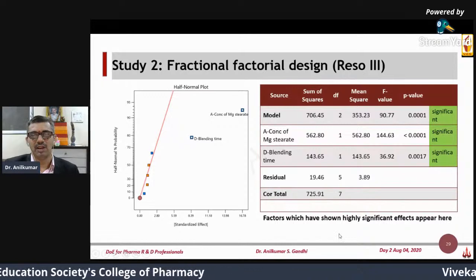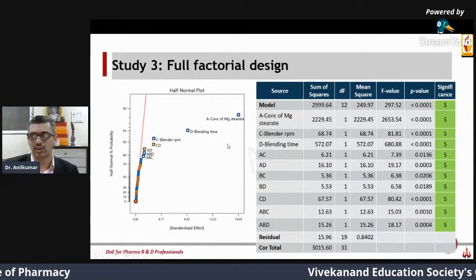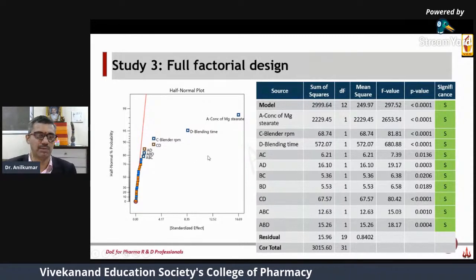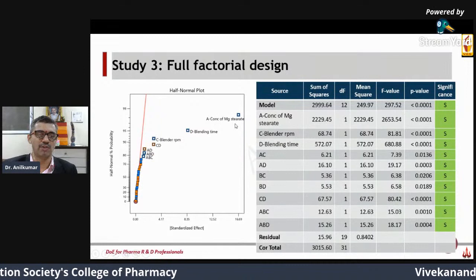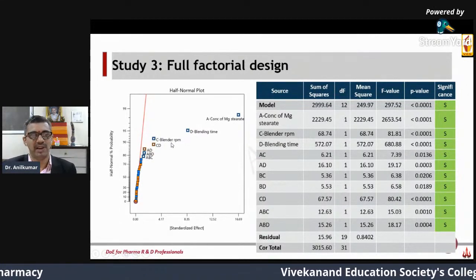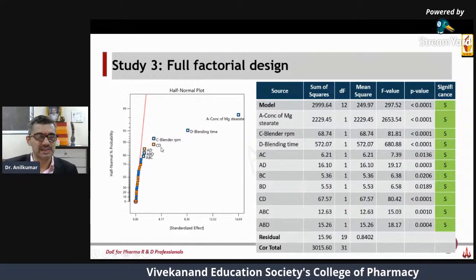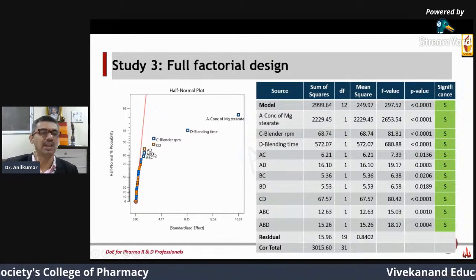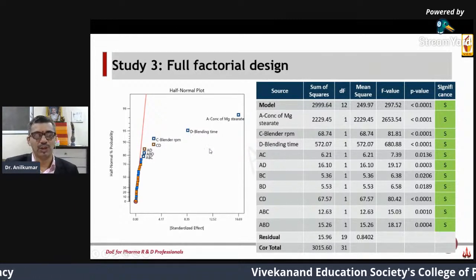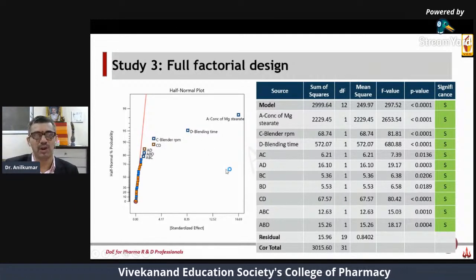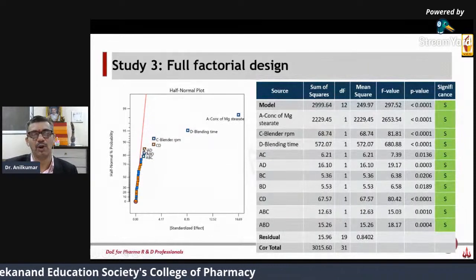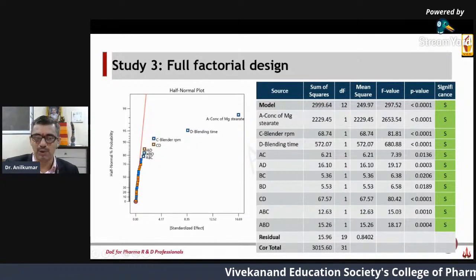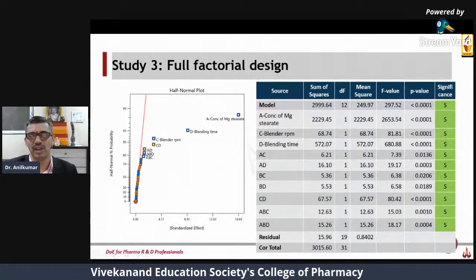Okay, then we will see the full factorial design. Now in full factorial design, you will be surprised to see so many terms. You will see the concentration of mixture rate, blending time, blender RPM, then you will see CD interaction, you will see AD, you will even see ABC or ABD effects also significant. Now typically if I look at the half normal plot, maybe I would not have considered AD, ABC and ABD effects. And this is the beauty of confirming your results with the ANOVA table.